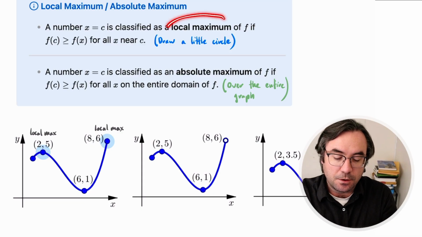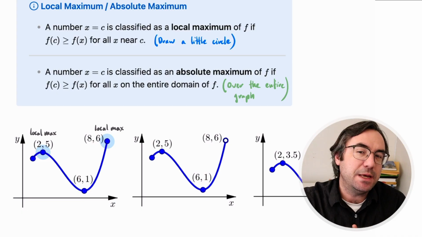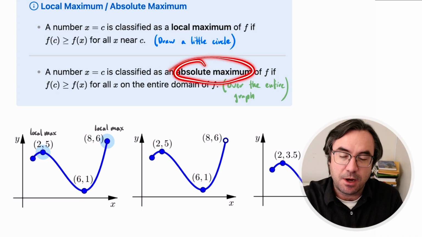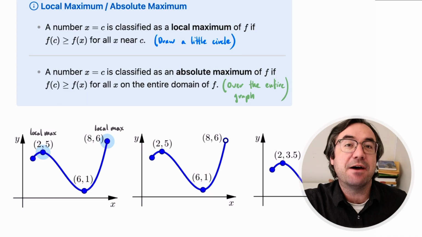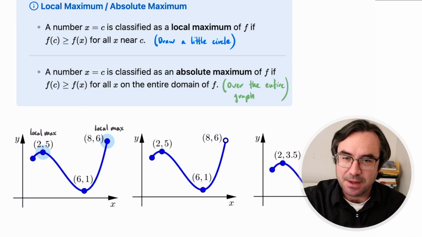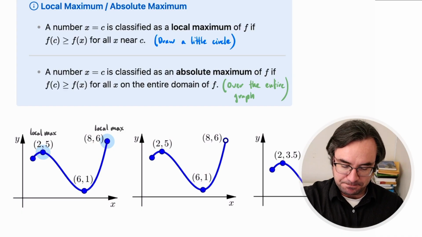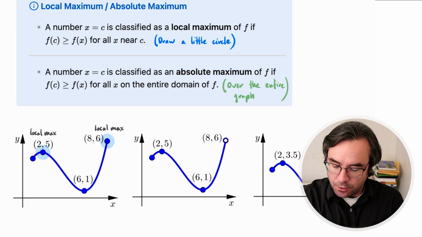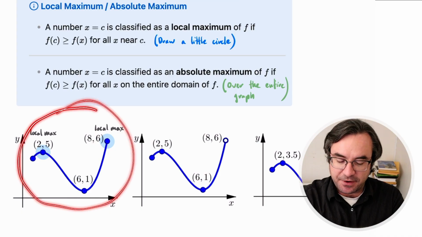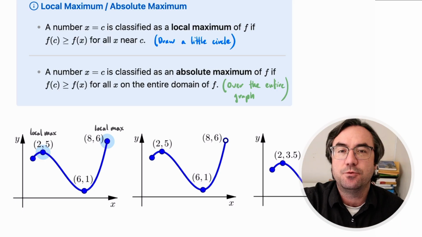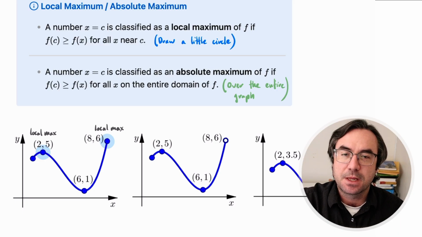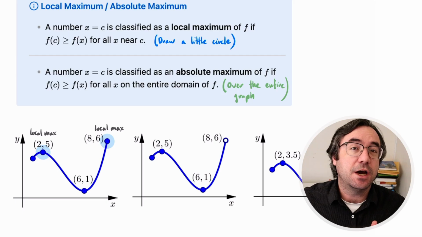So a local maximum is like a mountain peak. An absolute maximum is like the biggest mountain peak. It's the Mount Everest of mountain peaks. All right, so let's go back to our graph here and try to figure out where our absolute maximum is going to happen. And when we do this, we want to look over the entire graph.